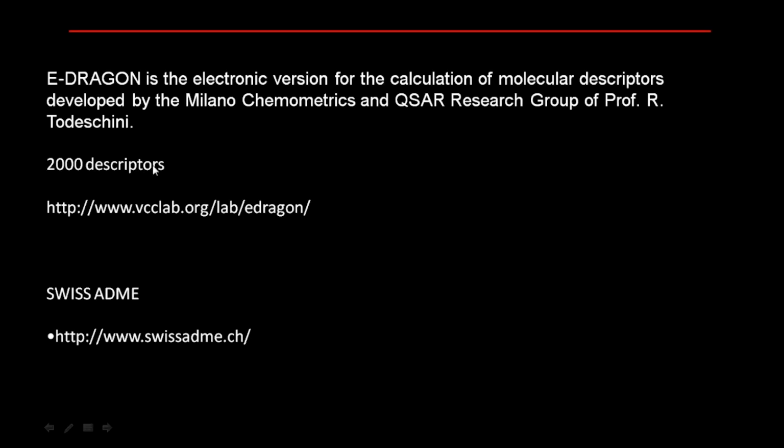Okay, for a QSAR, Swiss ADME uses only important parameters like solubility, log P, and bioavailability, and so on. But if you are interested in QSAR and you want a large number of descriptors, then ideally you should go to eDragon. It's developed by Milano Chemometrics by Professor Todeschini. It's a huge number of descriptors. So you can do it online.